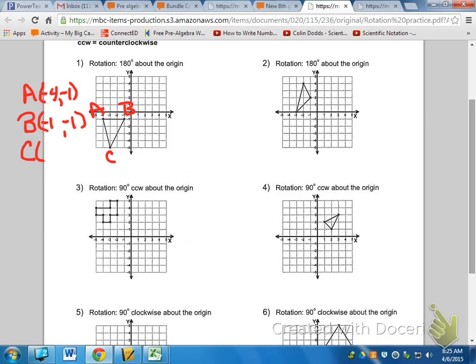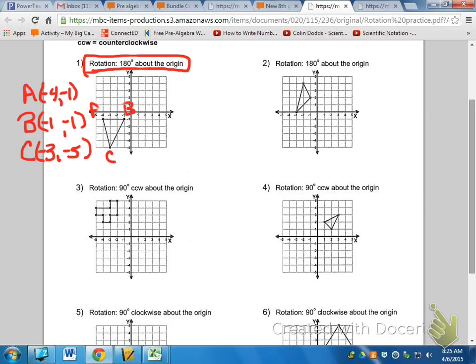And then finally, what's C? Morgan. What is it? It's right down here. What is it? Yeah, it's hard to tell. Negative 3, negative 5. Okay, so I've written down all my ordered pairs, and that's what I want you guys to do for your homework. Then I want you to look and see what it says for its rotation. This one says 180 degrees about the origin.